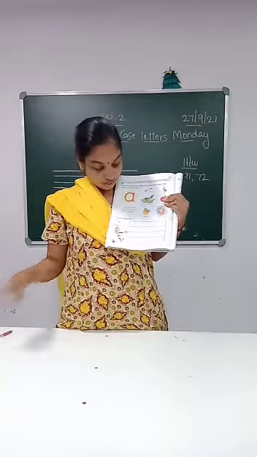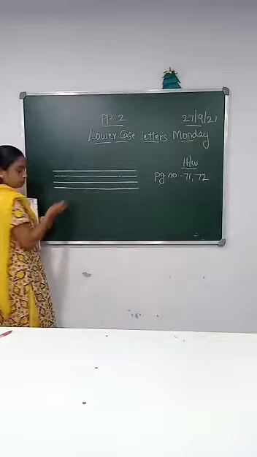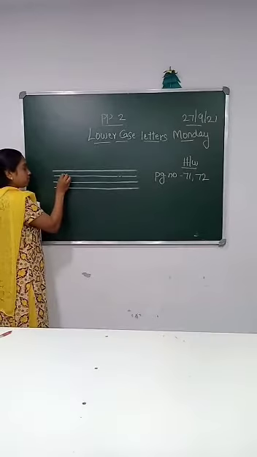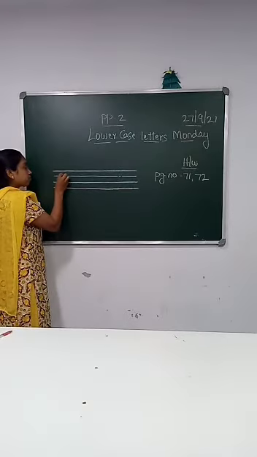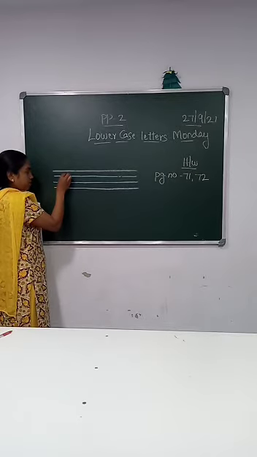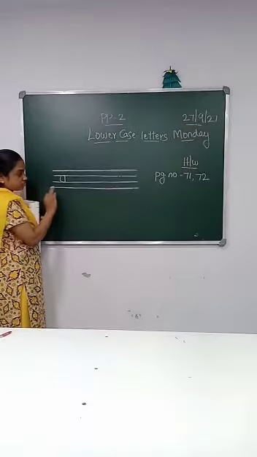First we will write it on the board. See children, we start from the blue line. Left curve, come down, touch the blue line, stop, then again go up, come down, letter A. That's it.